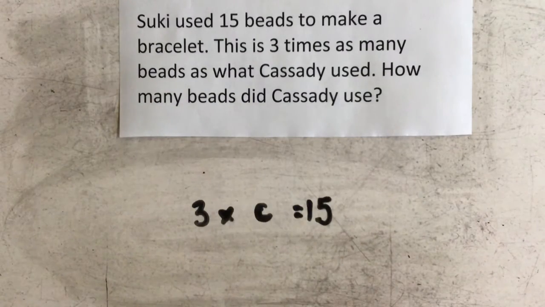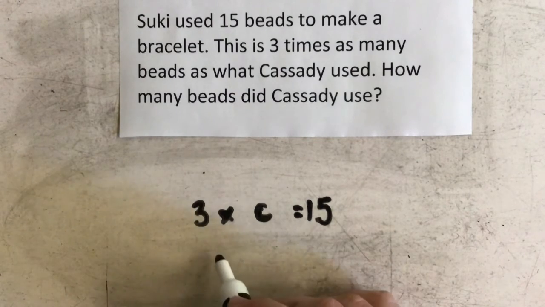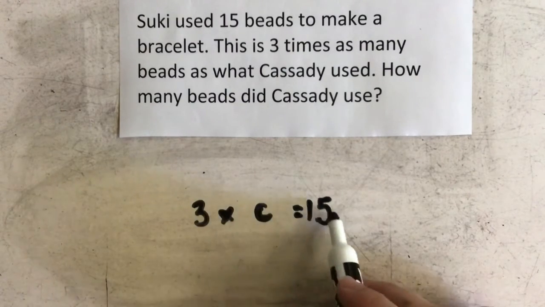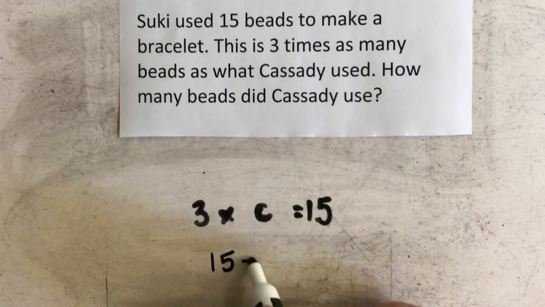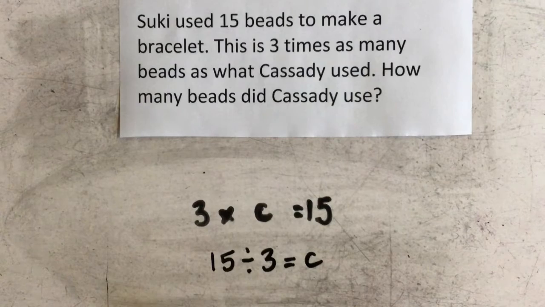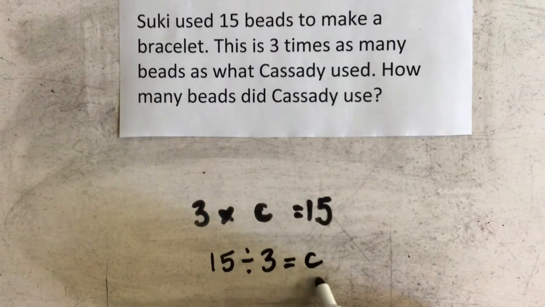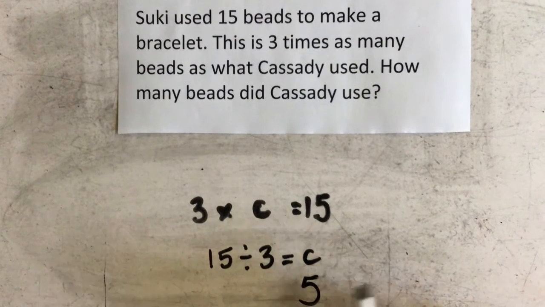Well, I could solve this using an inverse operation or a related fact family. I know that if 3 times C equals 15, then 15 divided by 3 would also have to equal C. When I divide 15 by 3, I come up with 5. And once again, I see that Cassidy used 5 beads to make the bracelet.